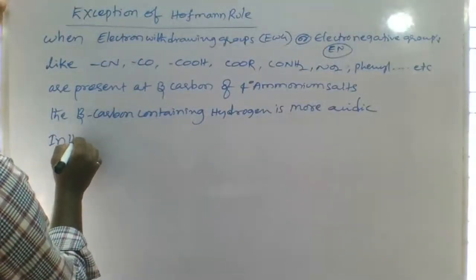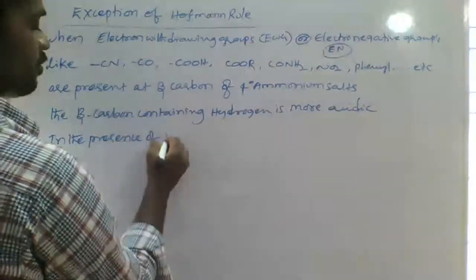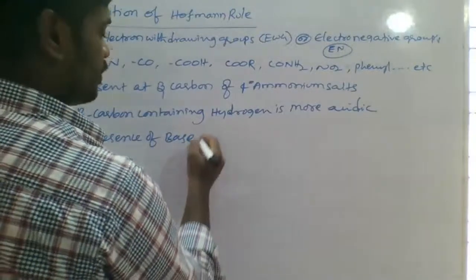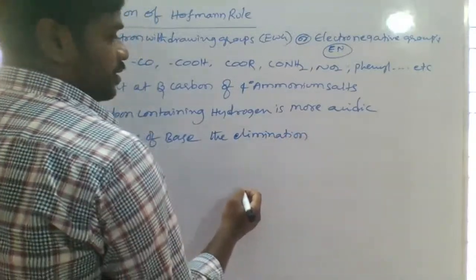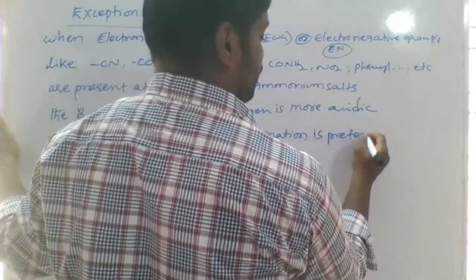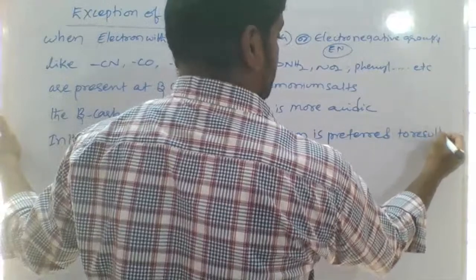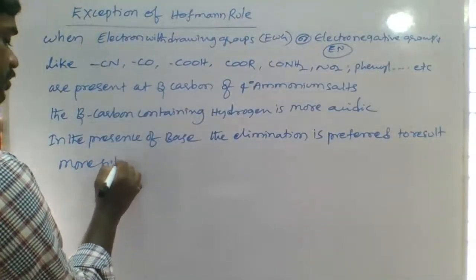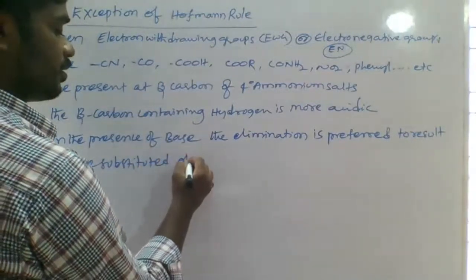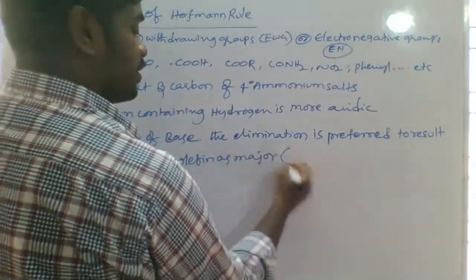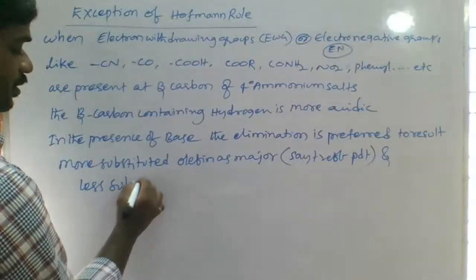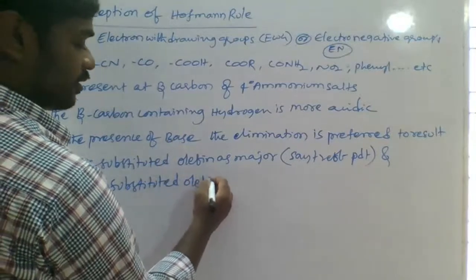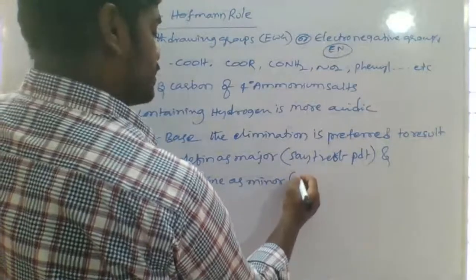In the presence of base, the elimination is preferred to result in the more substituted olefin as major. That is the Saytzeff product. And the Hoffman product is the less substituted olefin as minor. This is the Hoffman.